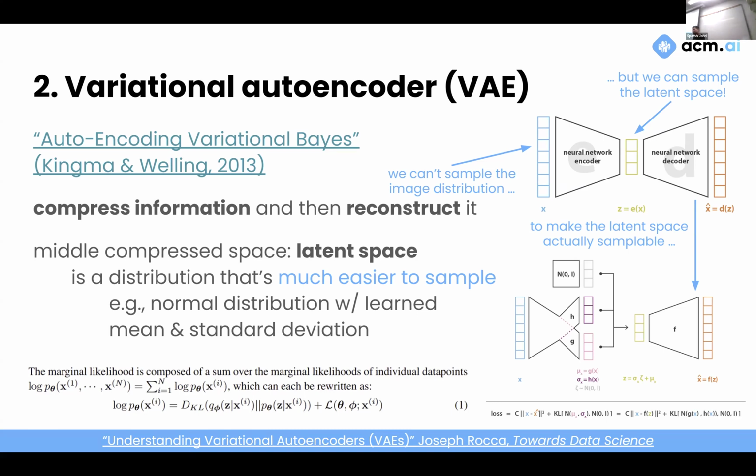Yeah, so then you can just sample something random from the latent space and put it through a decoder to get something in the image distribution. Bingo. That is exactly what the goal is. That's what a VAE is, kind of.